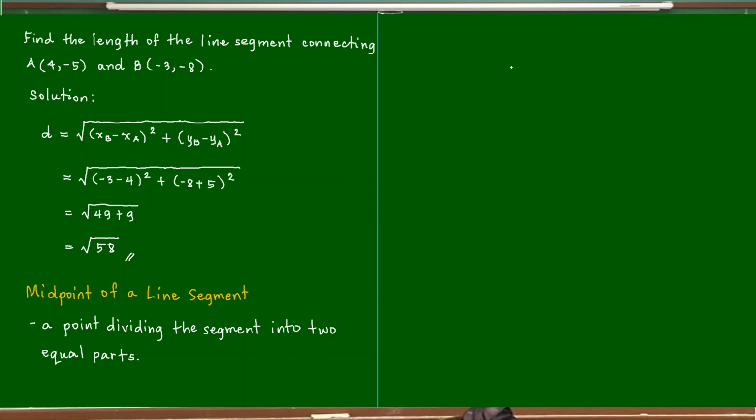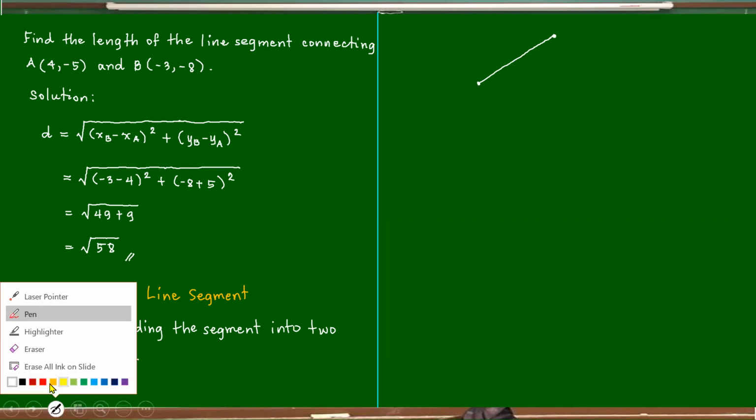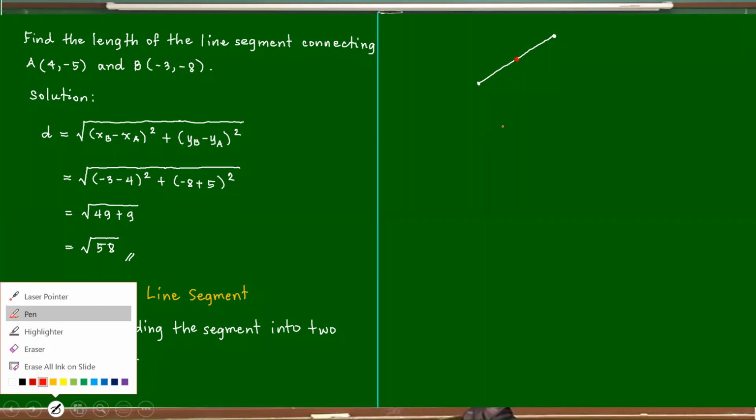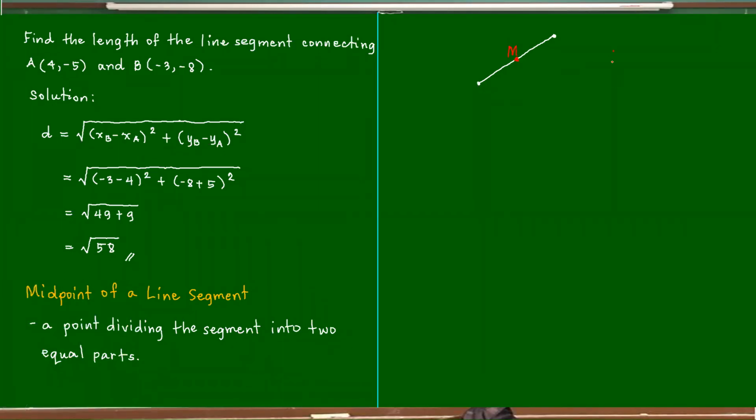So let's say we have this line segment, and this is my point, the middle point. So let's label them. Let's say this is point M, where point M has coordinates x sub m, y sub m.